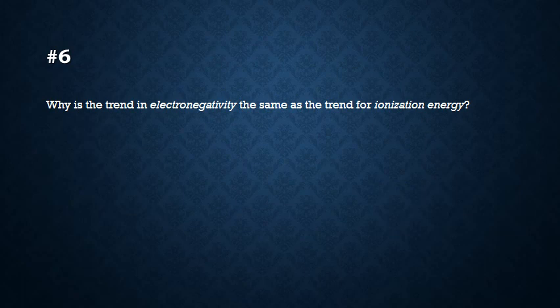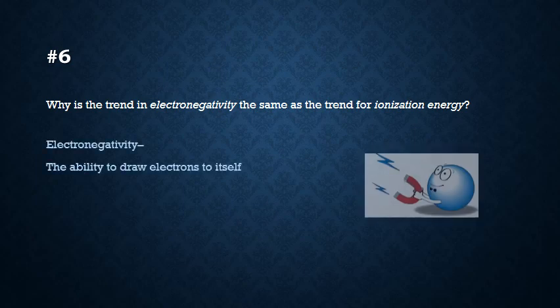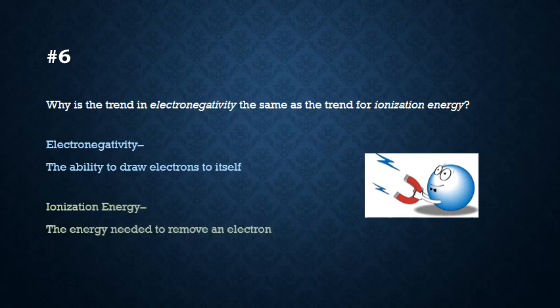So why is it that the trend in electronegativity is the same as that for ionization energy? Well, first off, let's identify what electronegativity is. And that's the ability of an atom to draw electrons to itself. And then ionization energy is the energy needed to take away an electron.